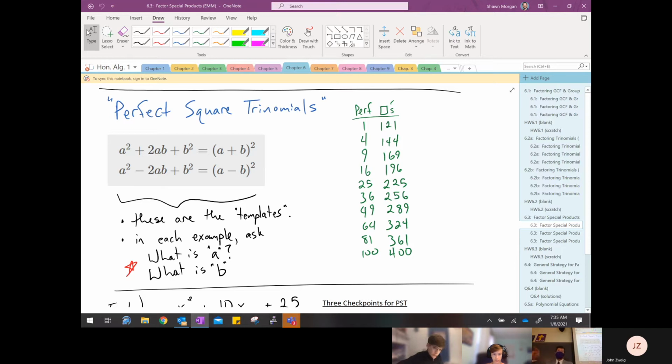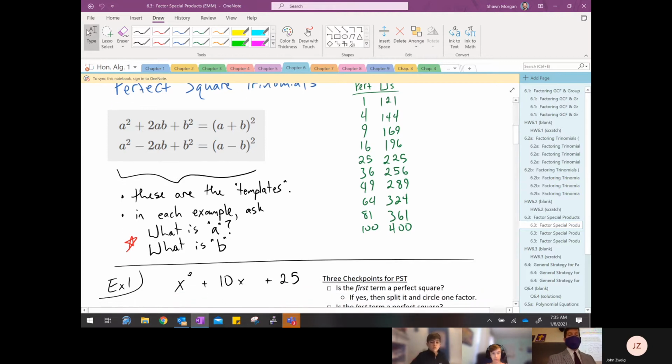What's the first thing that's being squared? What's my b value? What's the second thing that's being squared? And actually, that example that I just quoted for you is right down here with example 1. So what we're going to do is use this template. We're going to note that when it's a PST, a perfect square trinomial, the result is a binomial squared, a binomial times itself.